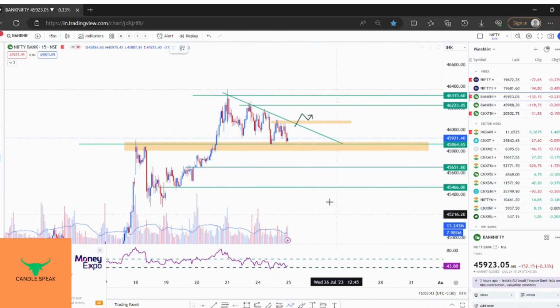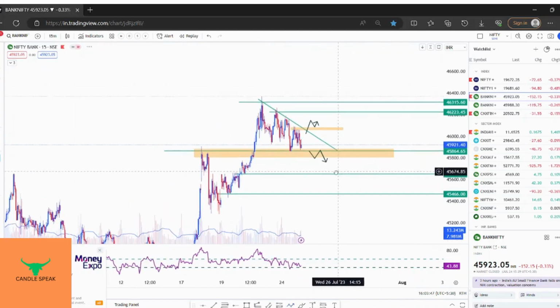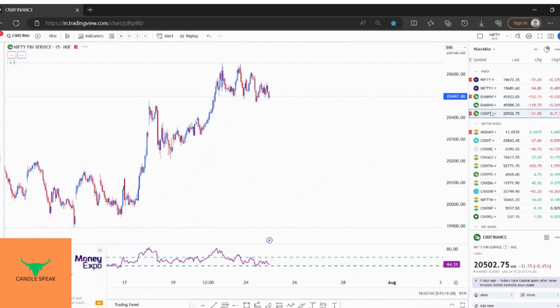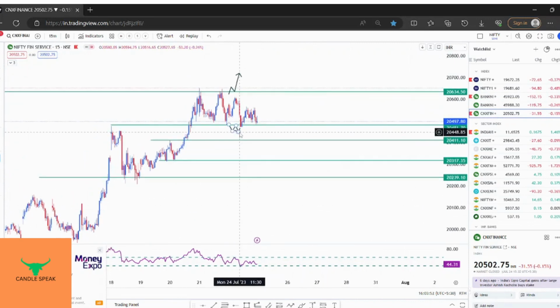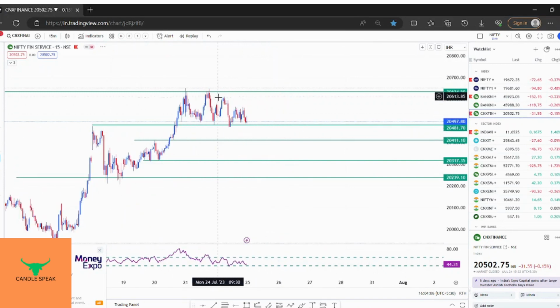And below this range we can plan for selling, and we will get a very good target for sure. Similarly with Nifty Finance, all our levels are intact, and I'm not going to draw anything. These are the exact levels. We are going to short Bank Fin Nifty below these 20,474 levels, and if you're planning for buying, there are multiple resistance areas like 20,550, 20,600.